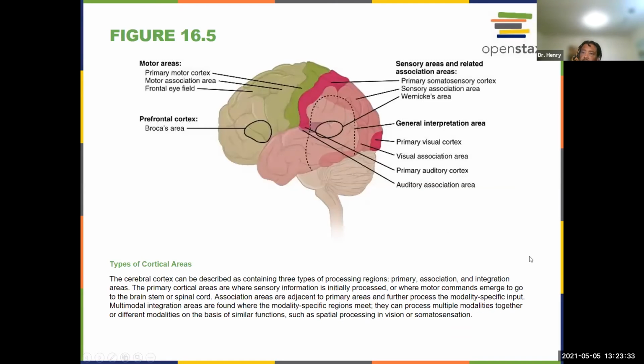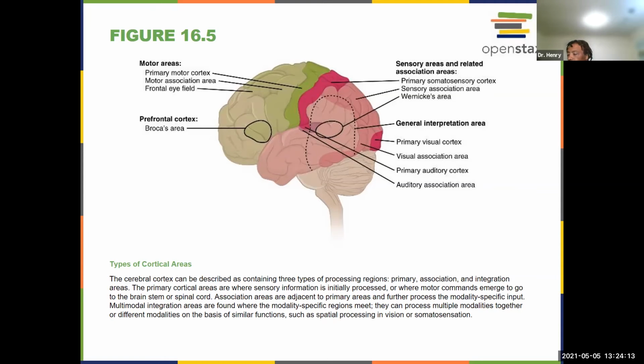Okay. So there are three types of processing regions in the cerebral cortex. One is called the primary, which is responsible for that initial sensory processing. Then you have the association, which is for further processing of modulated or specific inputs.